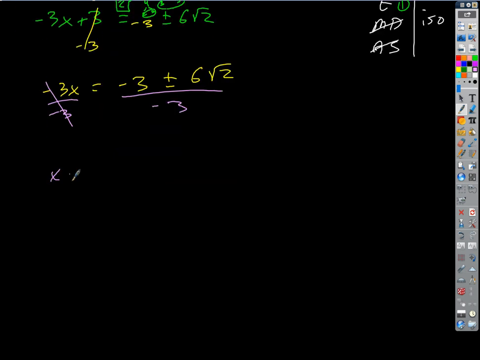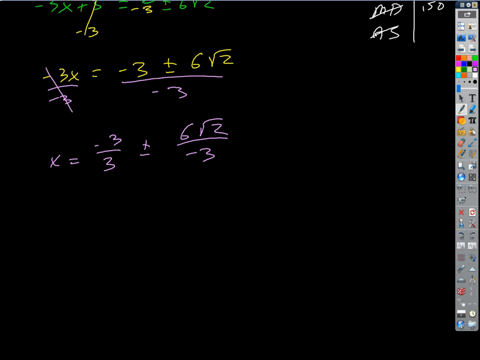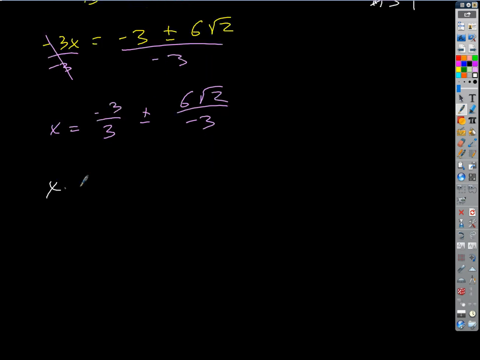We end up with x equals, I'm going to split the fractions because the numbers on the top are not like terms. They don't add up. So we're going to split the fractions into 2 separate fractions. So we get negative 3 over 3 plus or minus 6 radical 2 over negative 3. Well, the first term is supposed to be a negative, just 1, right? What about the second term? I'm going to get plus or minus 6 over negative 3 is going to become a negative 2, right?